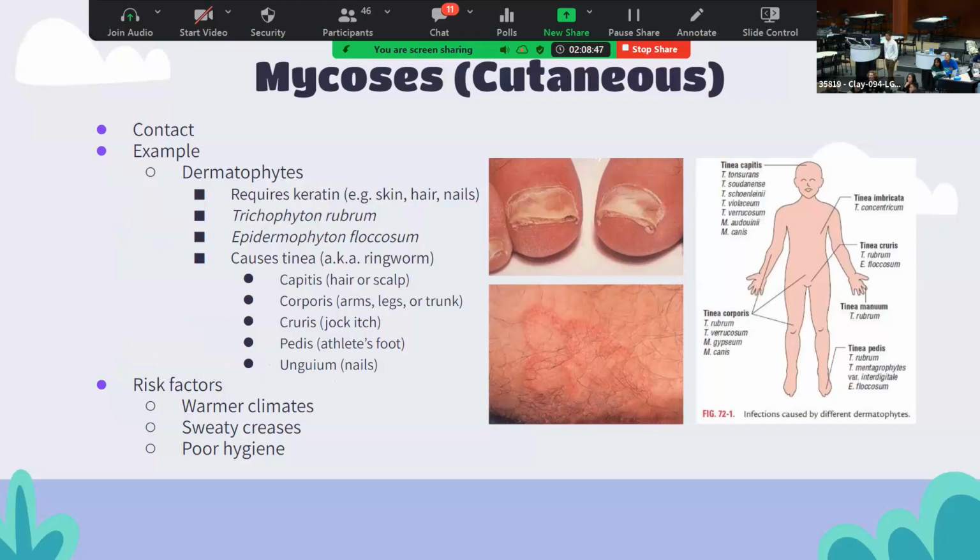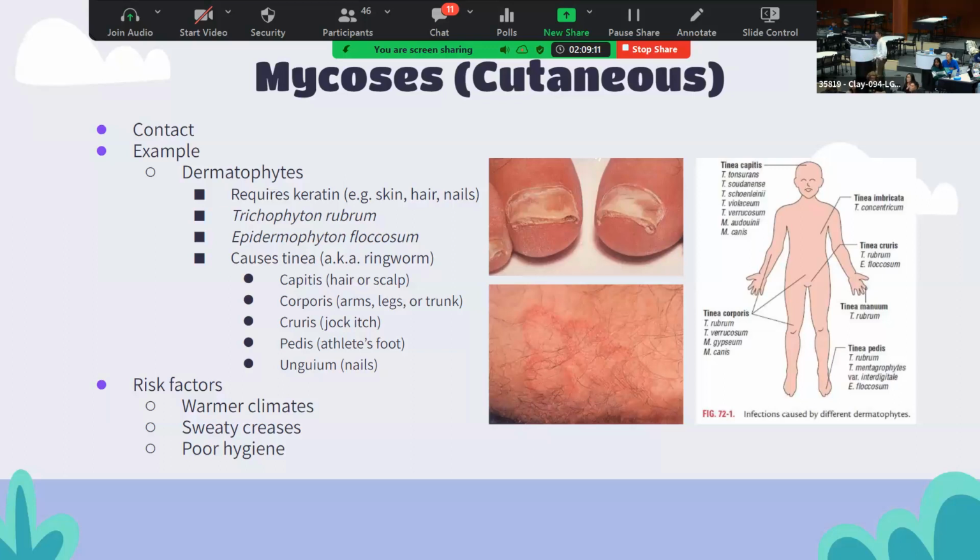So cutaneous ones are usually transmitted via contact. The example we're given in our lectures is dermatophytes, and they grow wherever there's keratin. So your skin, hair, nails. You probably don't have to remember these, but those were the examples given: Trichophyton rubrum and Epidermophyton floccosum.